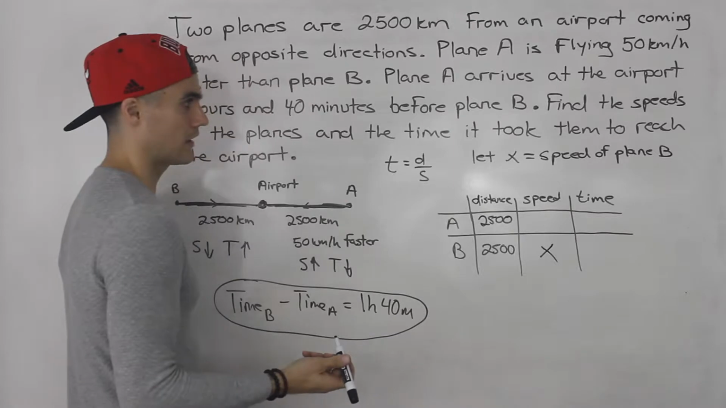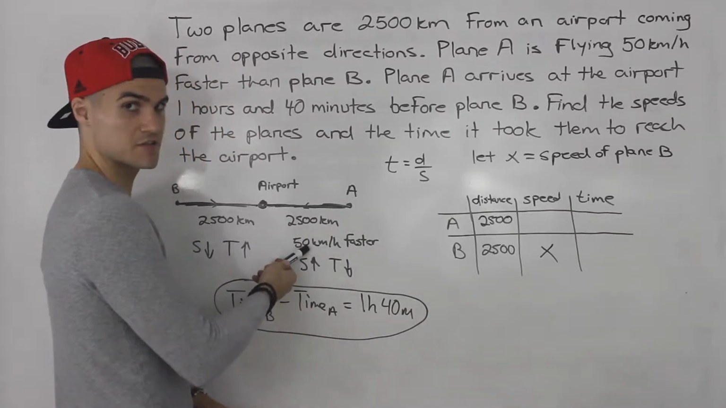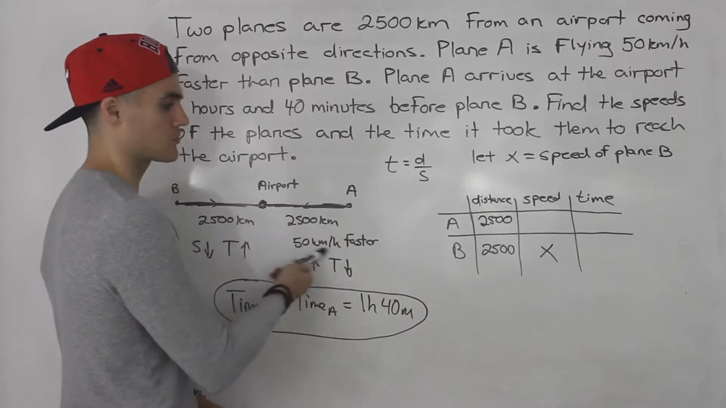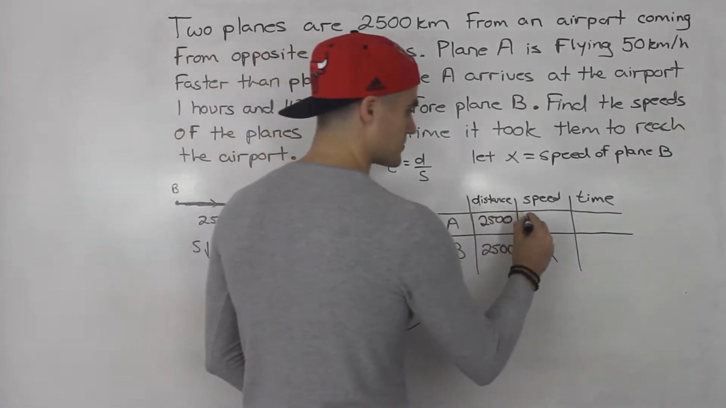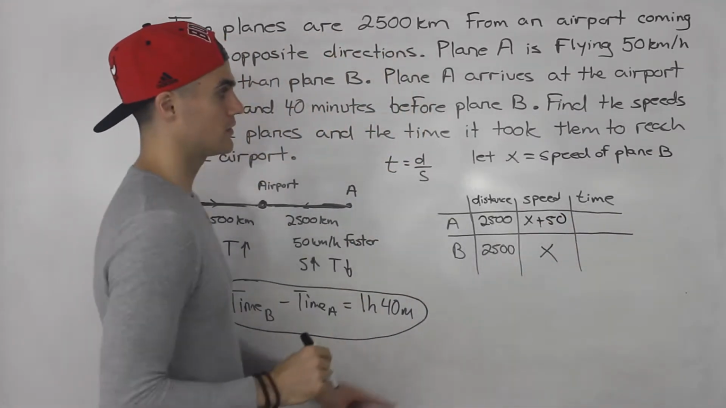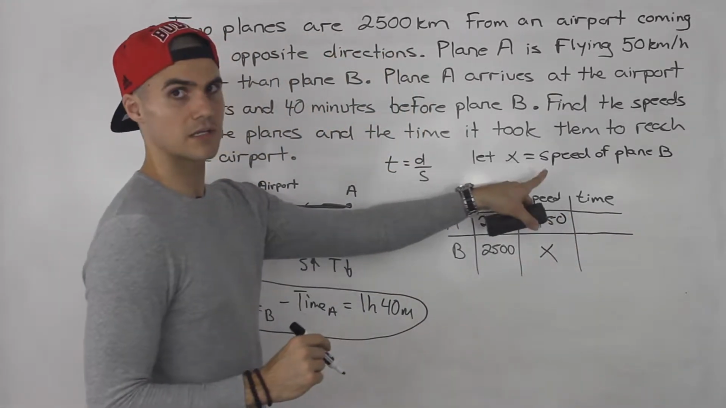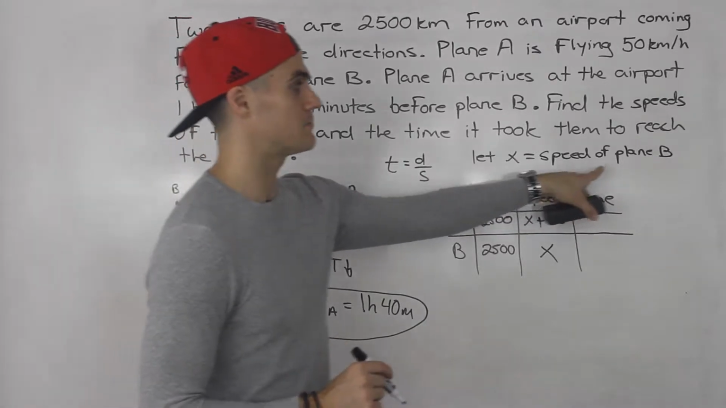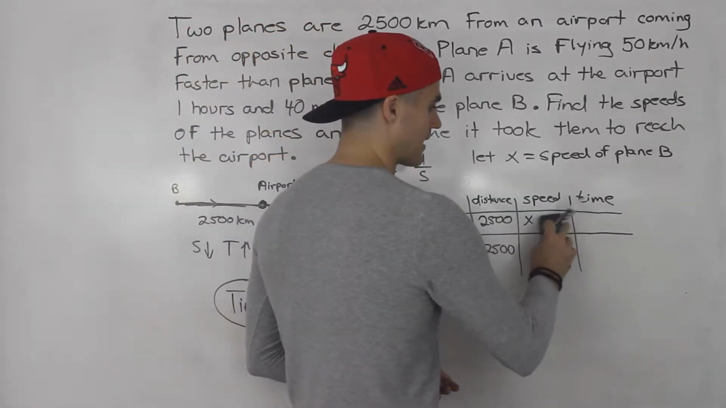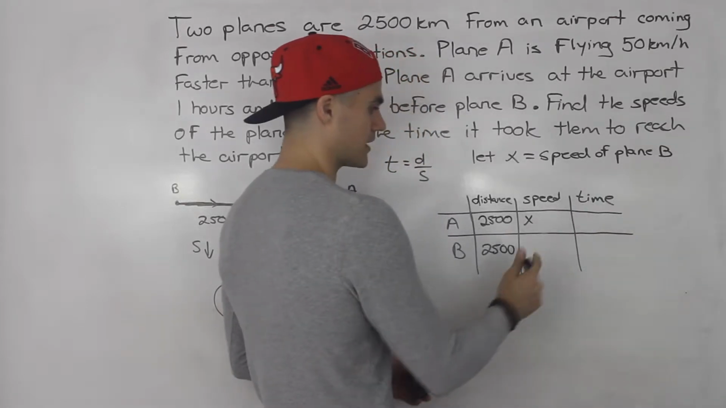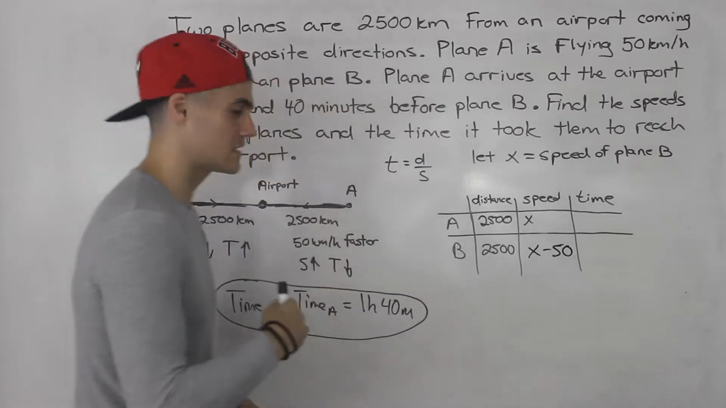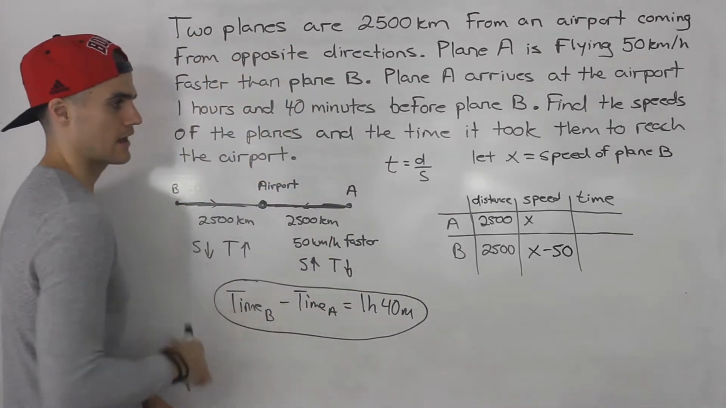Well, what's the speed of plane A going to be then? It's going to be x plus 50, because we know that plane A travels 50 kilometers per hour faster. So the speed of plane A is x plus 50. Now I want to make a comment here. You didn't have to let x equal the speed of plane B. You could actually let it be the speed of plane A. So we could have let this be x, but then the speed of plane B is going to be x minus 50, right? Because the speed is less.